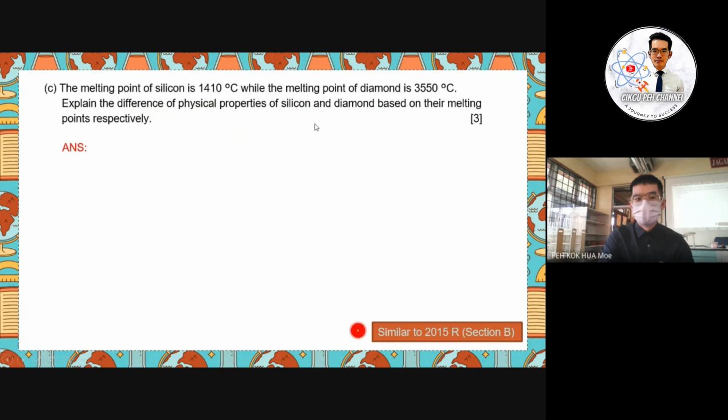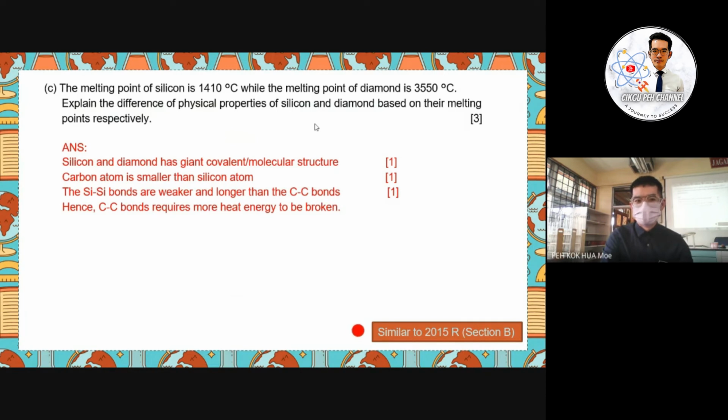So what discussion do we need to include? As I mentioned already, firstly you have to state that both silicon and diamond have the same structure, which is giant covalent. The carbon atom is smaller, so the C to C bond requires more heat to break. So we get 3 marks.